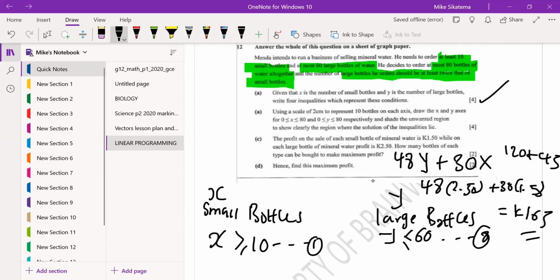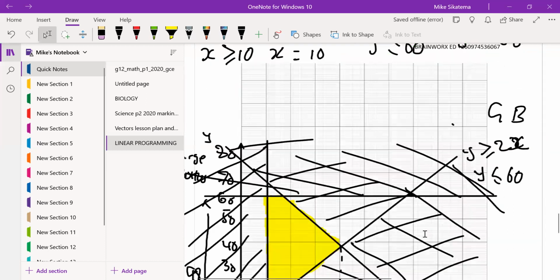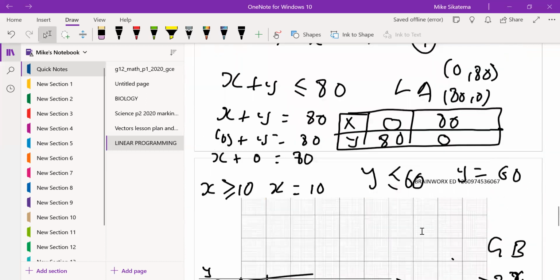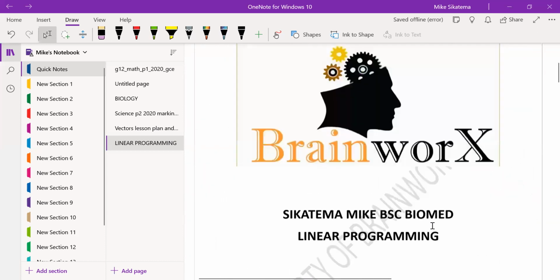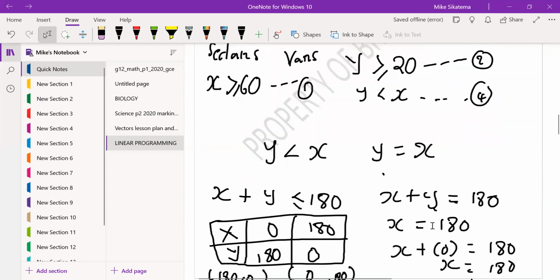So once again, for programming, the advice I can give you is know your straight lines, how to draw straight lines. After knowing how to draw straight lines, you have to now learn how to shade. Where are you supposed to shade? Which region is my solution set? Remember just 2 words. If it's less than, shade above, that's LA. Then you remember your WhatsApp G. If it's greater than, you're shading below the line.